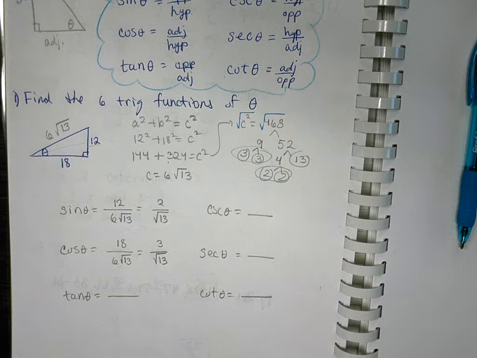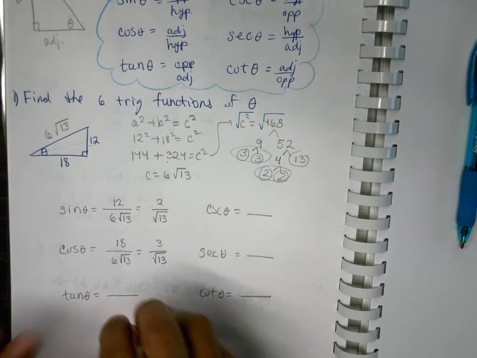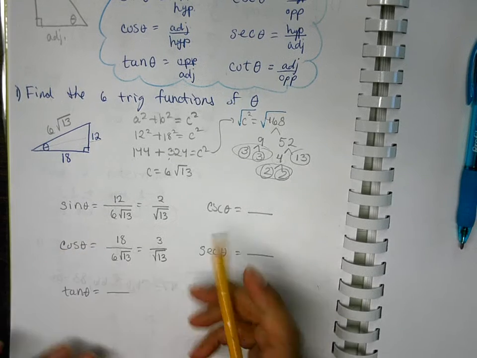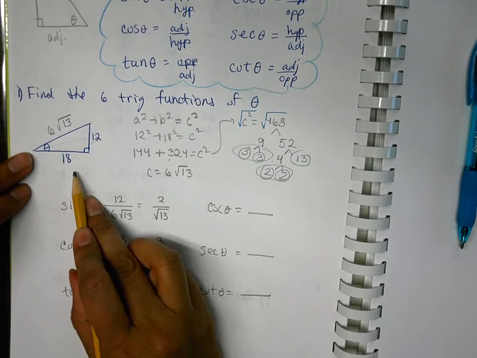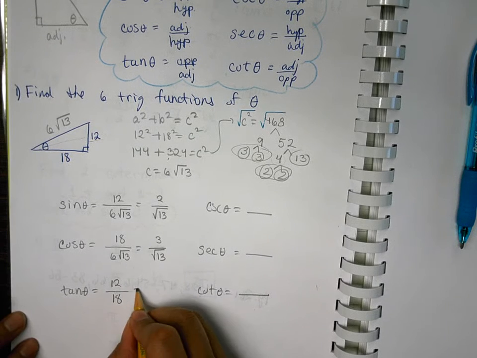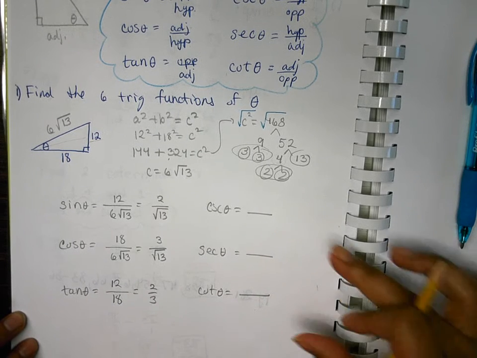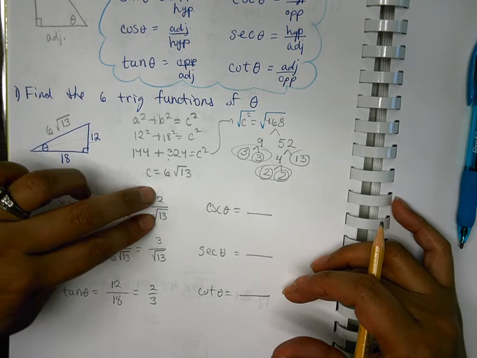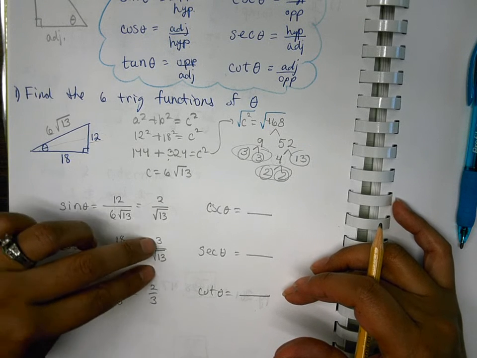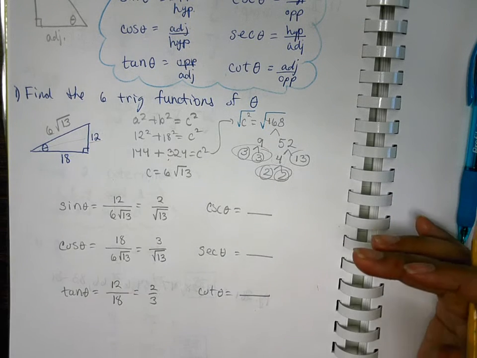Michael, can you give me tangent before you reduced it? 12 over 18. Do you guys agree with him? Opposite over adjacent, and can you tell me, Michael, what you reduced that to? 2 over 3. Okay, when you guys write your reciprocals, would you flip the original or flip the reduced ones? The reduced ones make more sense, right? Why flip the original and then reduce again?